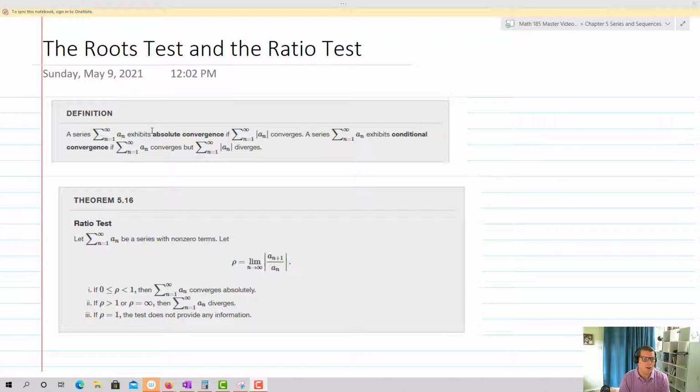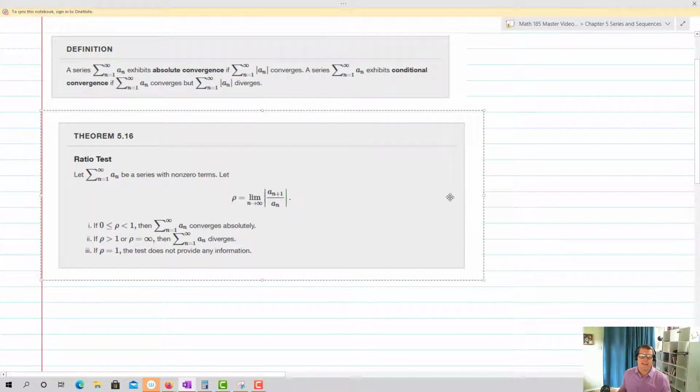So what we're going to do here is make a determination about which tests we can use in order to determine absolute convergence. Let's say I'm going to utilize this thing called the ratio test. We'll let the sum from n equals 1 to infinity of a sub n be a series with non-zero terms, and we'll let rho, which looks like a little p but is actually called rho, equal the limit as n approaches infinity of a sub n plus 1 over a sub n. So the n plus 1th term over a sub n.